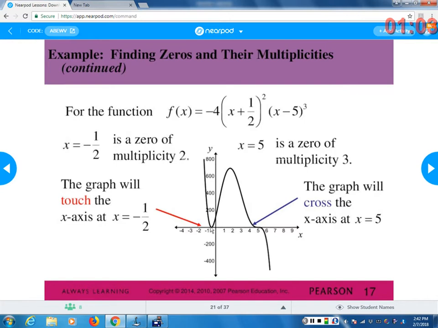So this has a 0 at minus a half. And the graph will touch the x-axis at x equals minus a half and turn around. So that's why it's turning around. And x equals 5 is odd multiplicity, so it crosses. I'm not so worried about you showing it flattening out and things, but it does cross at 5. So you'll have to do sketches of these on the test. Any questions? So that's the picture.